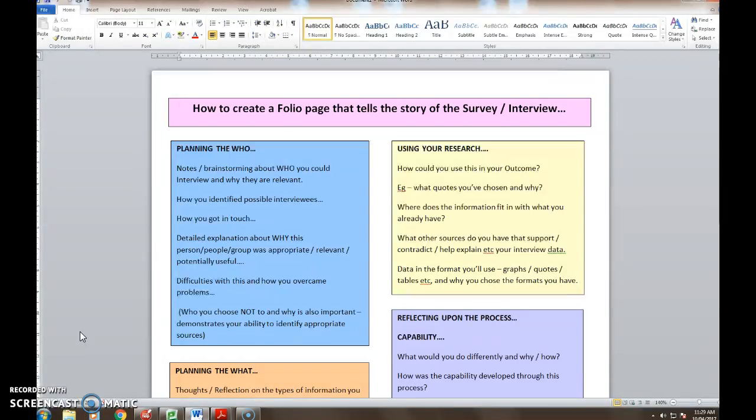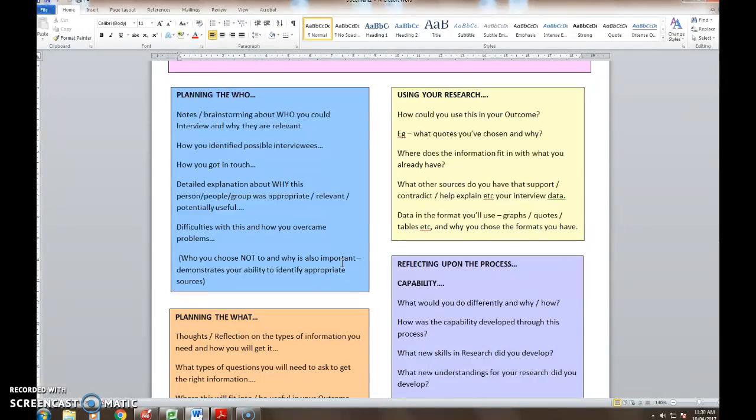What you want to do is create a page or two that tells the story of the survey or the interview. So I tend to ask that you split it up something along the lines of the following. This is a document that you'll find on the P drive, and it's about how to create a folio page, obviously. When you look at your page, you want to split it into a few different sections.